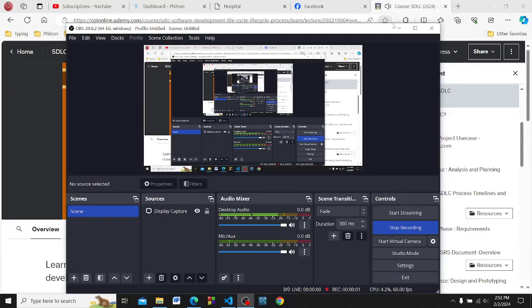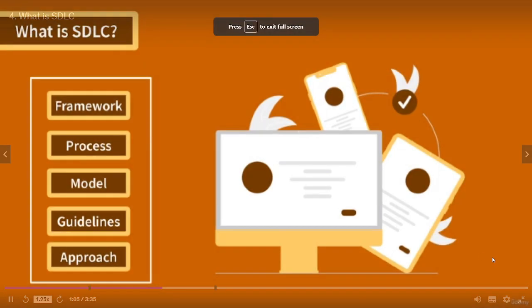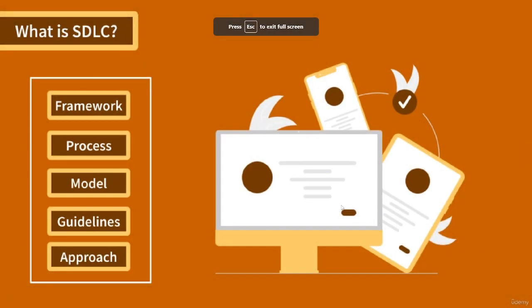Basically, these frameworks, processes, models, and guidelines are the time-tested solutions to the past problems which people encountered during software development. Some people documented it for others to follow to avoid those problems in future. So at a high level, the SDLC model looks like this.